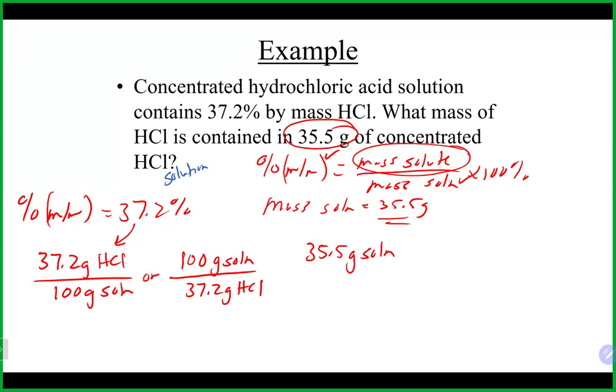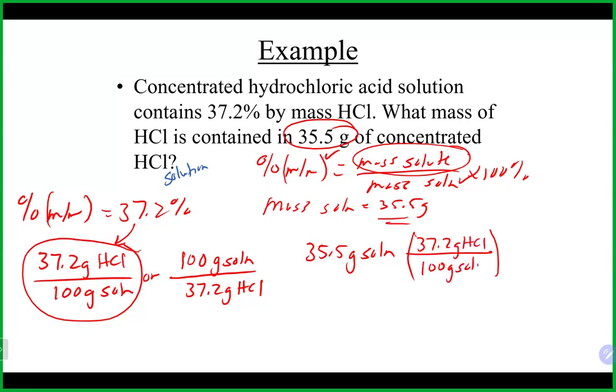Once again, without maybe even knowing the equation or formula, I could just use my units to get rid of units, and I could use my conversion factor here on the left and go 37.2 grams of HCl is 100 grams of solution. That's going to cancel out my grams of solution and give me 13.2 grams of HCl is basically in there.